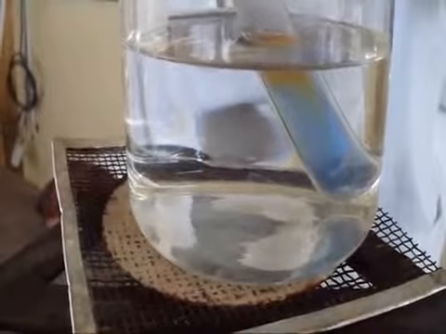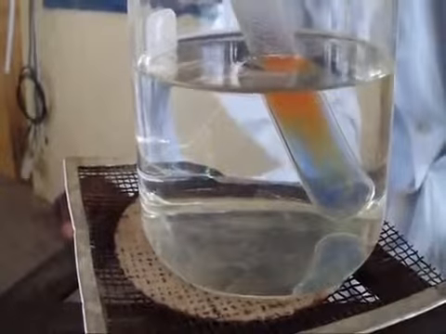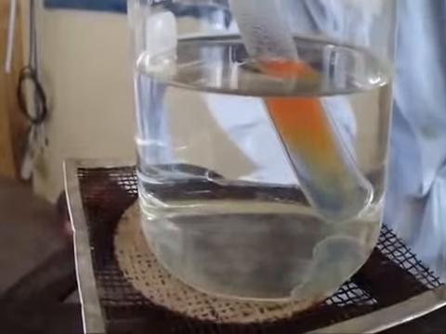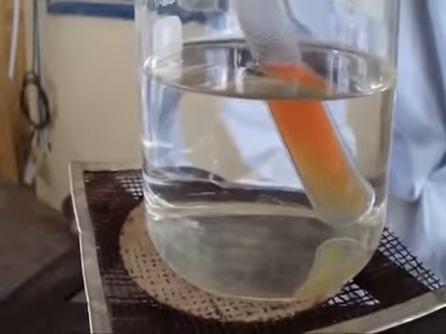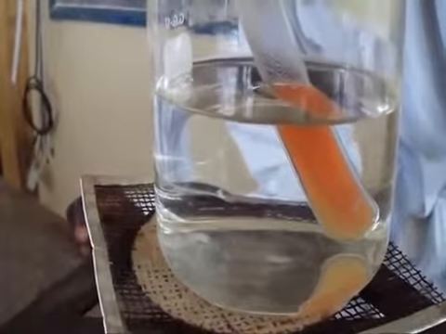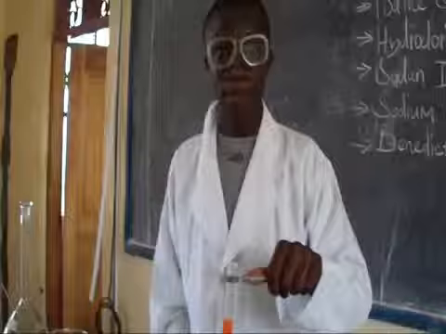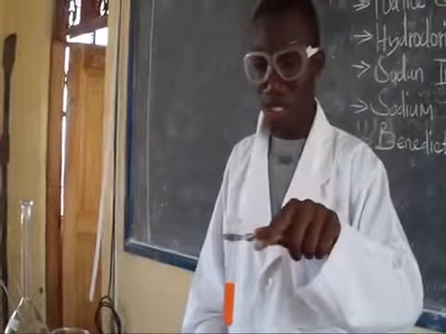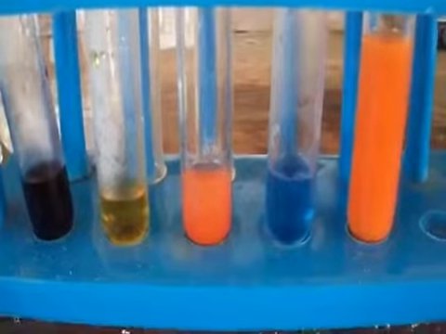Then lastly, it should be warmed. As we see now, the solution turns its color into brick green. Now it's forming a yellow color, and eventually it will change into brick red or orange. Now the food substance N contains the non-reducing sugar, as we see from the observation.